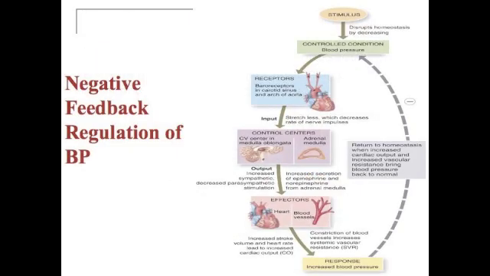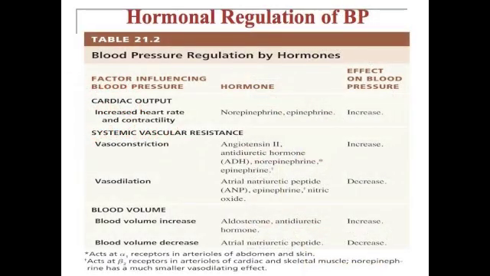So this is something that we talked about back at the beginning of 221, and this is figure 21.14 on page 790, but the regulation of blood pressure is a negative feedback loop. So please go through this negative feedback loop on your own time and study it. Table 21.2 on page 791. This shows how blood pressure is regulated by hormones. So I'll let you go through this table on your own time.